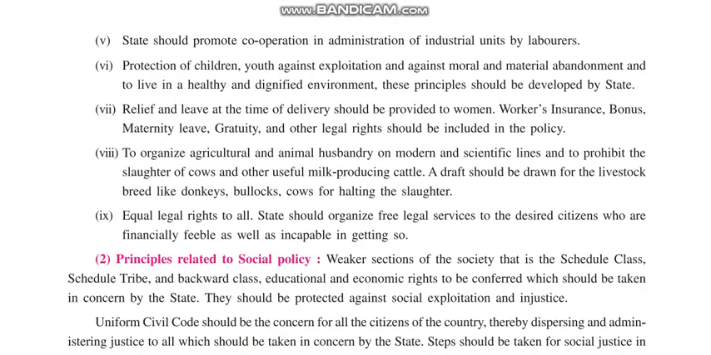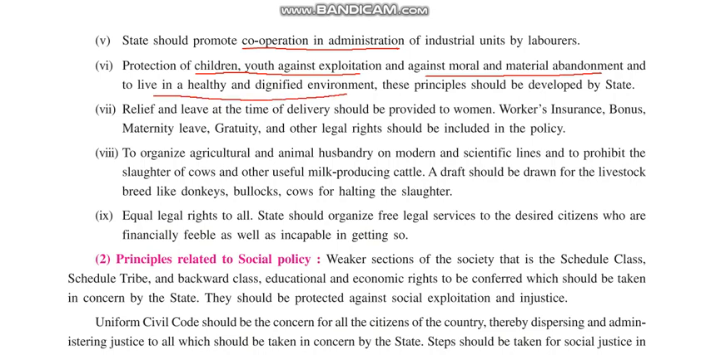Fifth, the state should promote cooperation in the administration of industrial units by the labor. The state should cooperate in administration and support the units where the laborers are working. Next, protection of children and youth against exploitation. They should be protected from exploitation and against moral and material abandonment, and to live a healthy and dignified life.